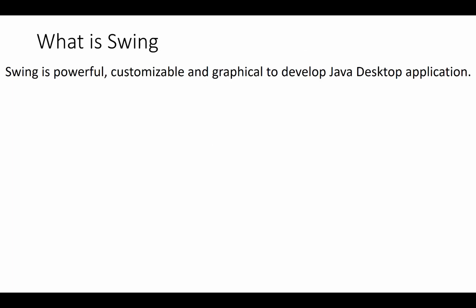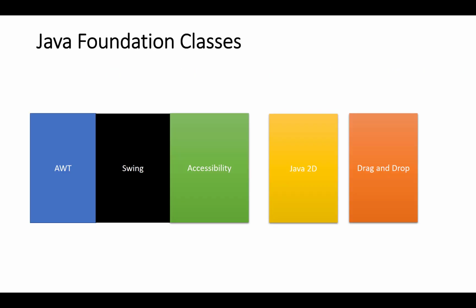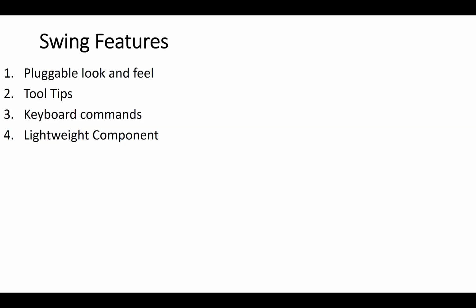So first of all, what is Swing? Swing is a powerful, customizable, graphical toolkit to develop Java desktop applications. Also, Swing is a part of the Java Foundation Classes. If you go through Swing, you can learn AWT, the Abstract Window Toolkit. You will know AWT very well if you know Swing. So: AWT, Swing, accessibility, Java 2D, and drag and drop features.